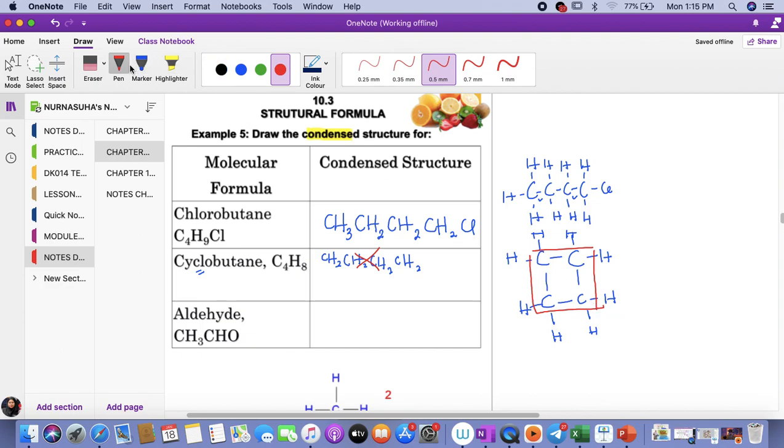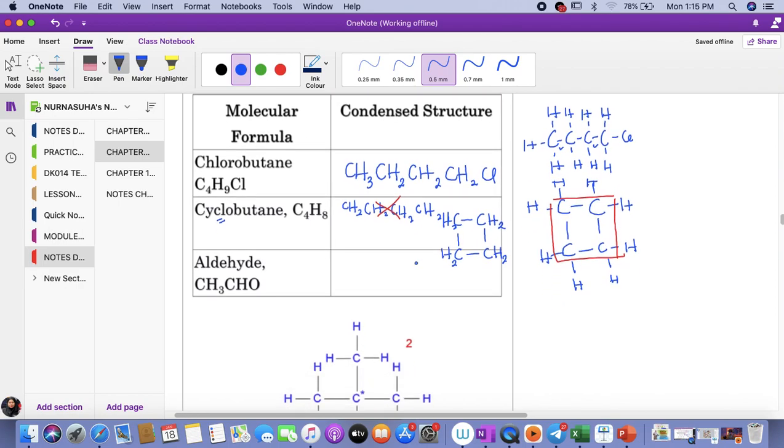So what we have to do is, special for cyclo, you maintain the bond. The C is maintained, you just hide the bond between C and H. So, CH2, CH2. H2C is also acceptable like this. Okay, that is for cyclo compound.